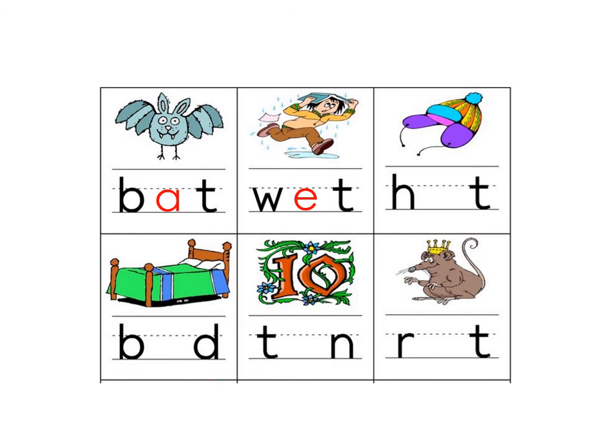Next, we have a hat. So what should be the vowel? Great. It's A. It's a hat. Next, this one is a bed. So what should be the middle letter? Great, it's E, bed. Now we have number 10. So what should be the middle letter? Correct, it's E again. And now we have a rat here. So what should be the middle letter? Great, it's letter A, rat.